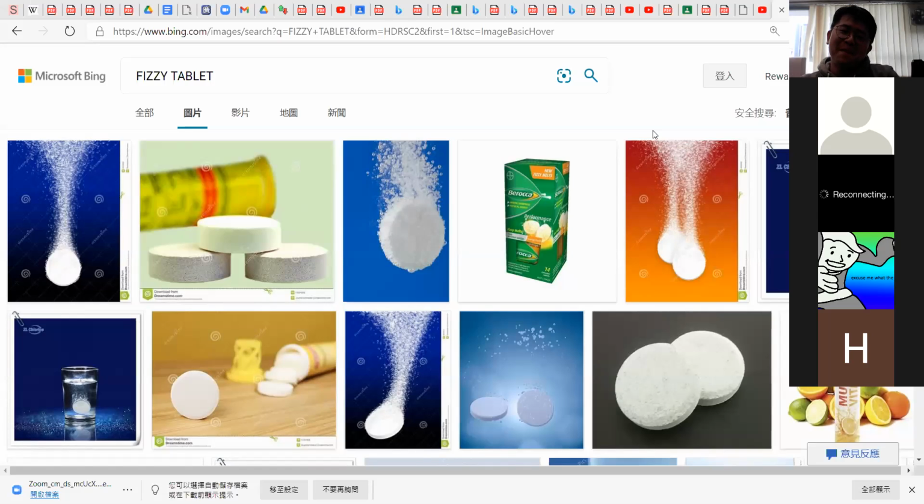It contains one solid acid and some powdered sodium hydrogen carbonate. Before you put it into water, of course no reaction.